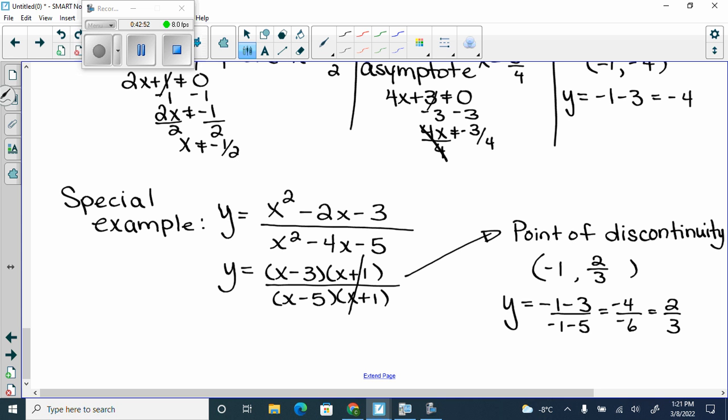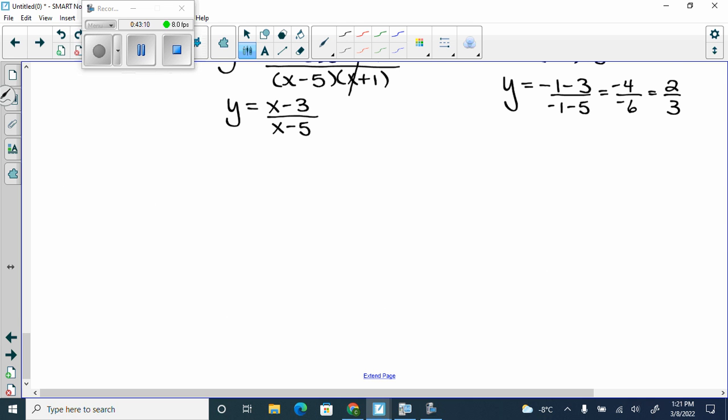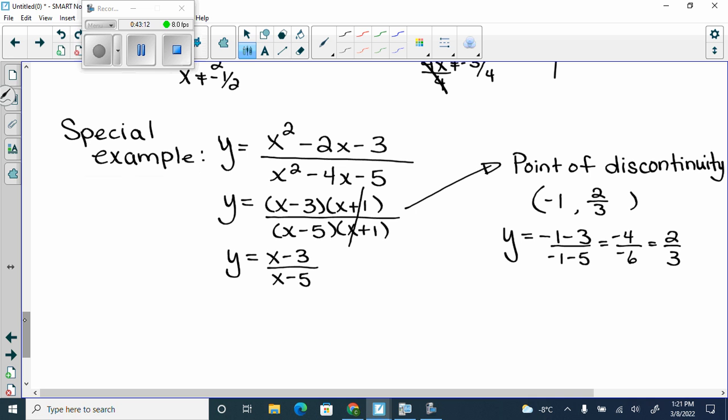So I have a point of discontinuity, and last time that was it, we were done, correct? But last time my simplified equation was just a line. So I had a line with an open dot. We agreed? This time my simplified equation is actually a rational. Did the x minus 5 cancel? No, so it's not a point of discontinuity, it's a vertical asymptote.